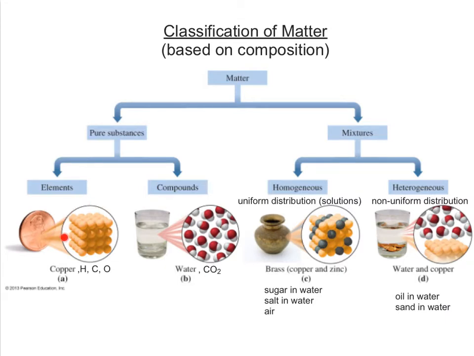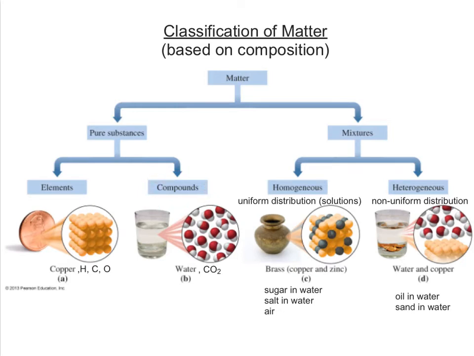Elements have only one type of atom. Some examples are copper, hydrogen, carbon, and oxygen. Some elements exist as monoatomic elements, some as diatomic, and some can exist as multiatomic elements.